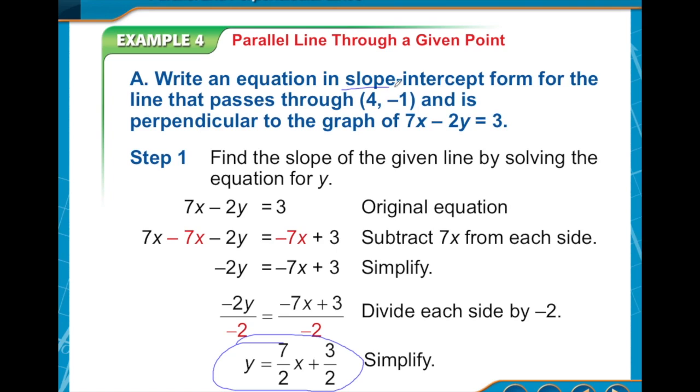So they wanted it in slope-intercept form. So is this in that form? Well, yes, we have the slope and we have the intercept. So that is perfectly solved for y. This should be our solution.